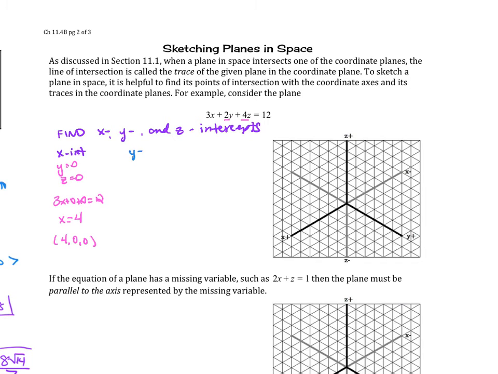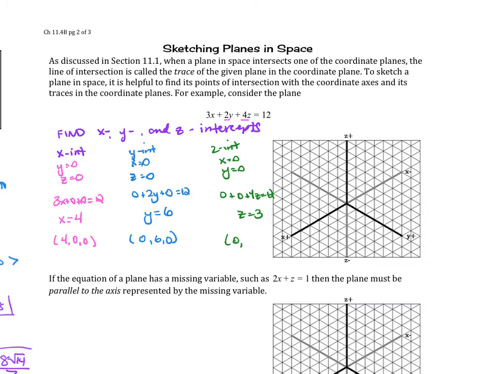Then for the y-intercept, I'm going to make x equals 0, z equals 0. So this is going to be 0 plus 2y plus 0 equals 12, or y equals 6. Therefore, this is (0, 6, 0). And then for the z-intercept, I'm going to make x equals 0, y equals 0. So this is going to be 0 plus 4z equals 12, or z equals 3. So we're looking at the point (0, 0, 3).